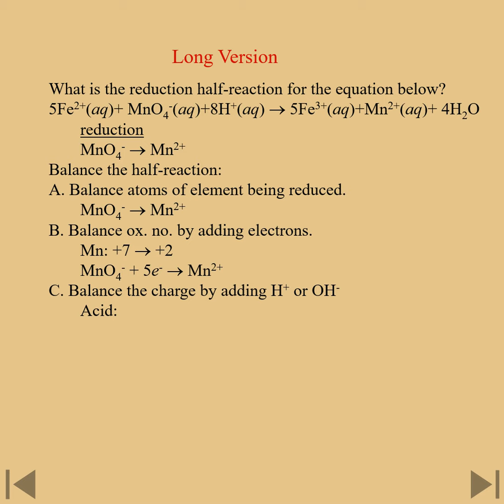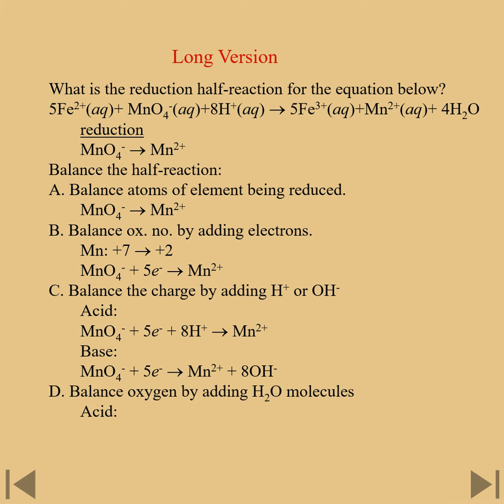Okay, step 2C, we're adding hydrogen ions in an acid or hydroxide ions in a base in order to balance the charge. Do note we have negative 6 on the left, positive 2 on the right. If I'm adding positives, I need to add 8 positives to the left to get positive 2 to balance the positive 2. If I'm adding negatives, then I need to add 8 negatives to the right to get negative 2 to balance negative 6 to balance negative 6.